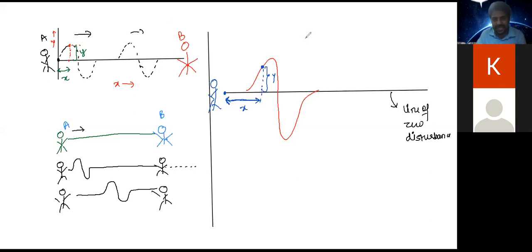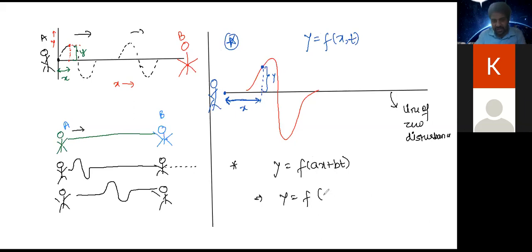Yes, sir. So basically the y value depends upon both x and t. A general wave equation is given as y is equal to f of ax plus bt. Have you noted this down, Atul, in the morning class? We can write this as y is equal to f of x plus bt, and the wave velocity v is equal to b by a.